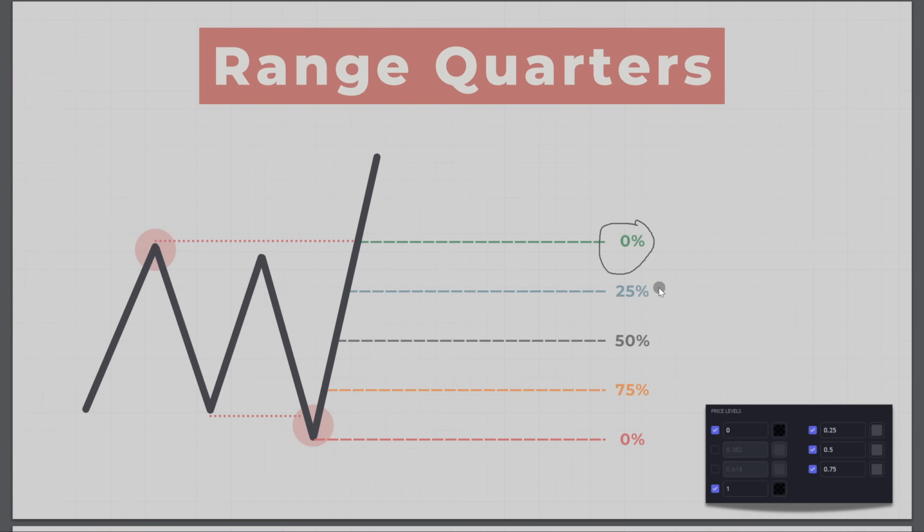So 0%, again, 25. This one actually, instead of 0, that's 100%. Okay, that's just a typo. So we have 0, 25%, 50, 75, and then 100. So the lower we go, the deeper the retracement is.